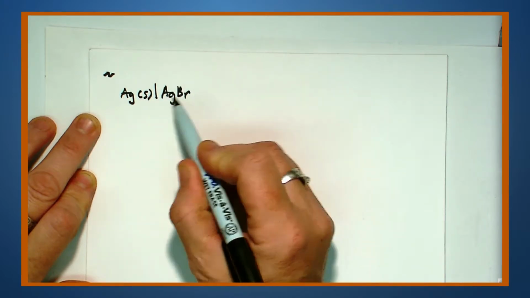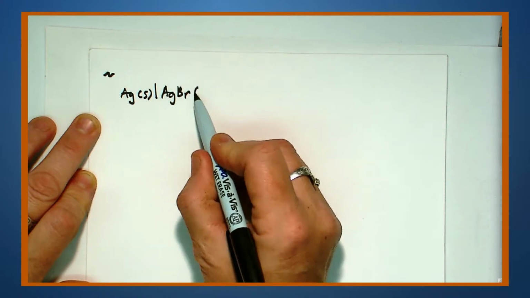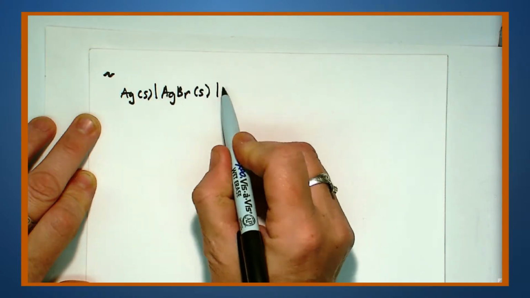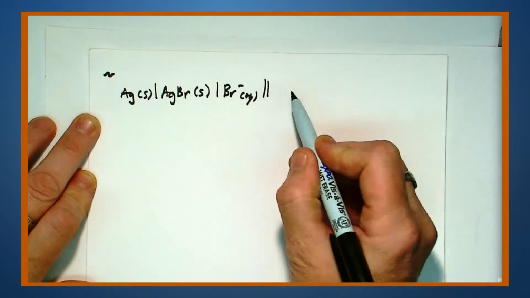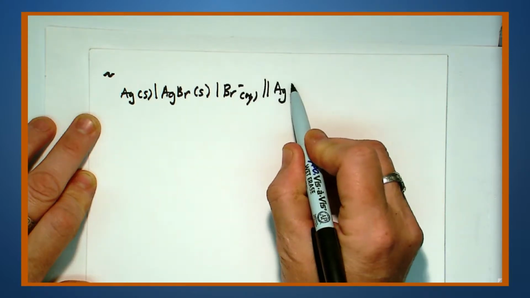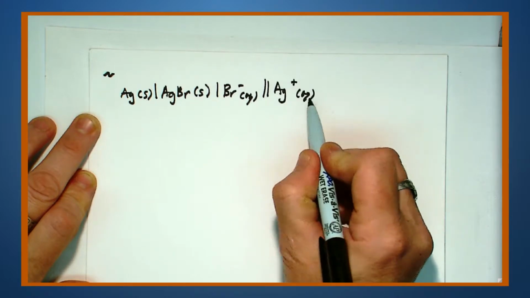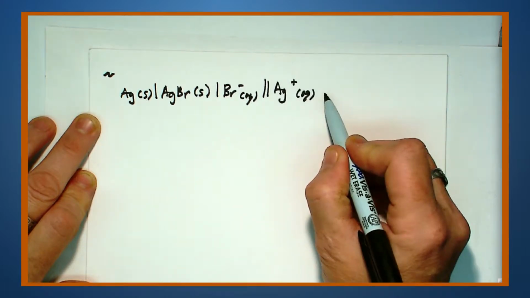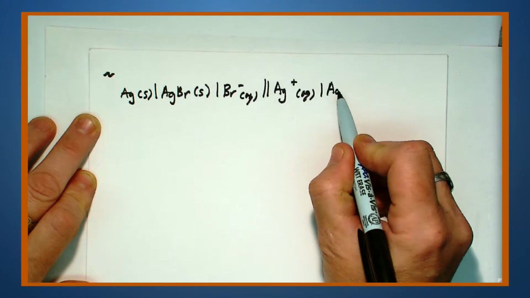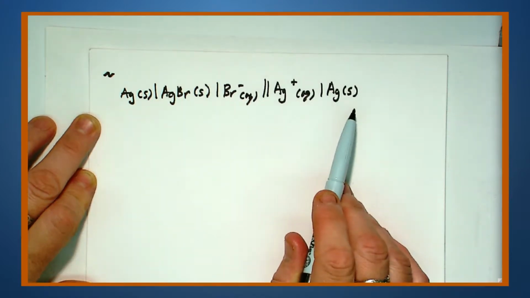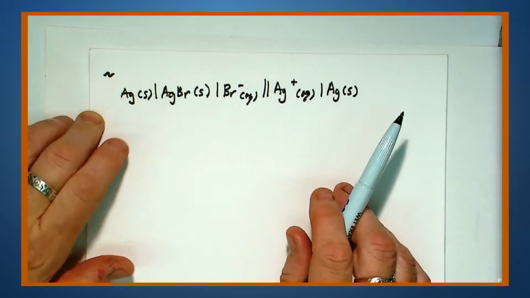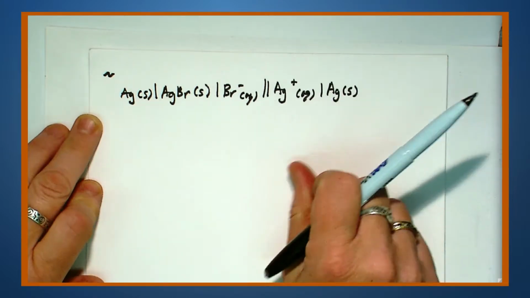So it's silver, solid, silver bromide, solid, bromide minus, salt bridge, silver ions, aqueous, and finally silver. Look at that, we have a silver electrode at both the anode and the cathode. That's okay, we can do that.